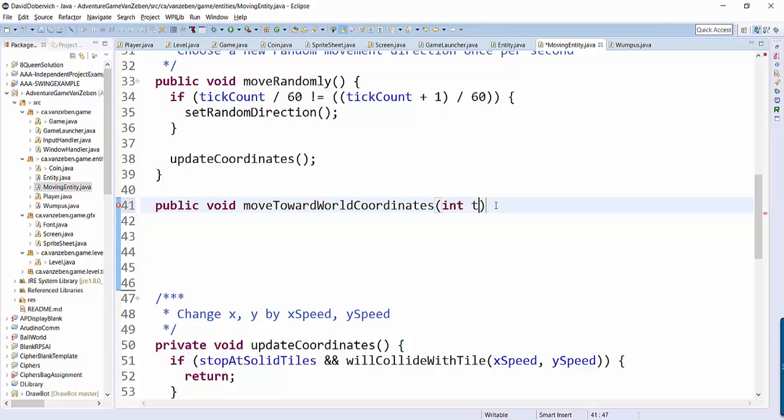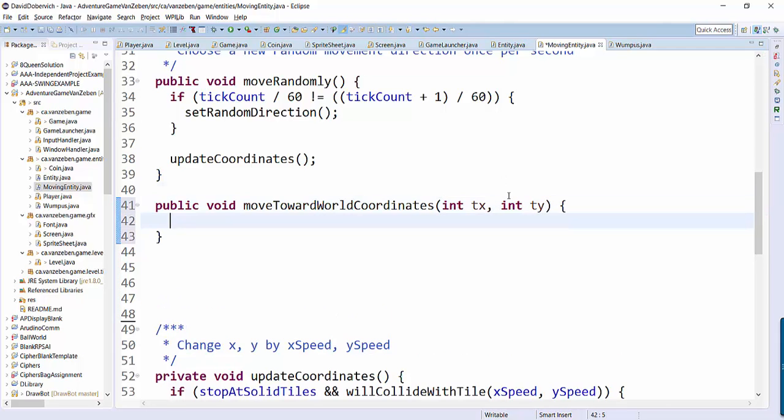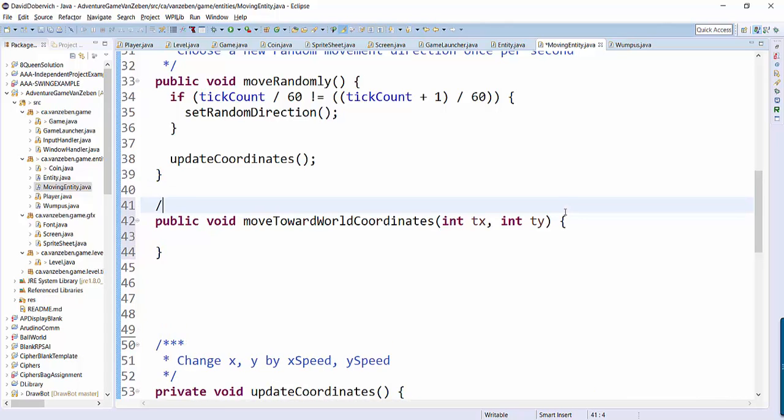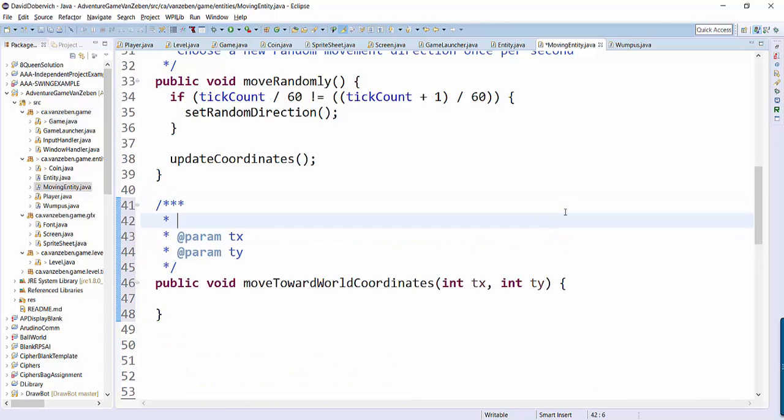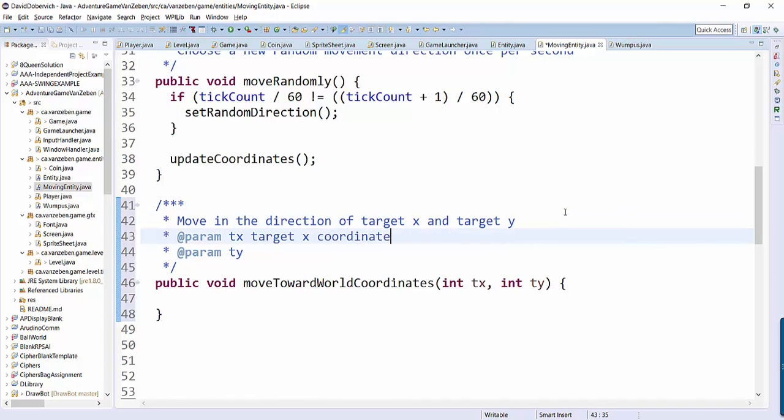We're going to give it a target X and a target Y. That's what the TX, TY means. Target X, target Y. So the idea is, wherever we are, we're going to move in the direction of target X, target Y. Target X coordinate and target Y coordinate.